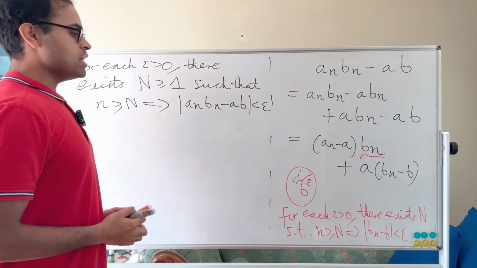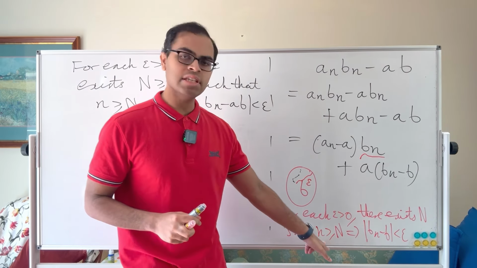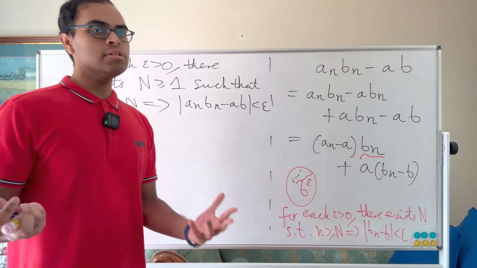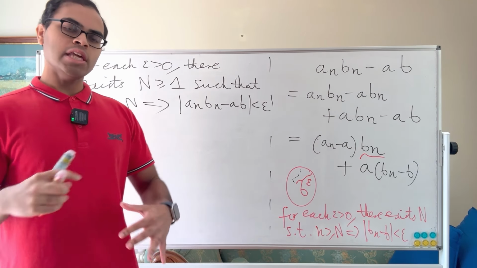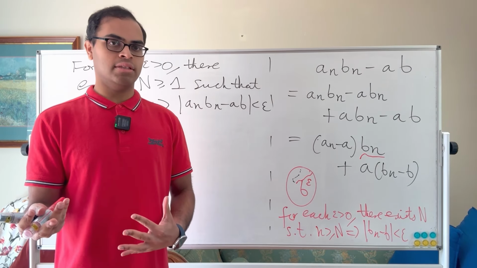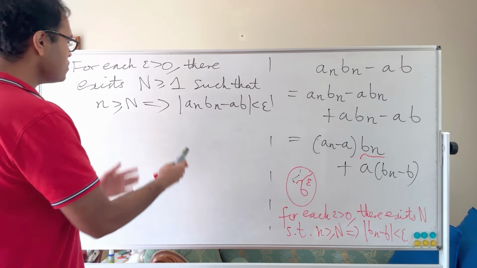Now, I just want to make a small point. Here I've said n greater than or equal to N. You could also say n greater than N in the definition. Then you adjust everything by a shift of 1 in the index. It doesn't really matter. I'm just using this convention.